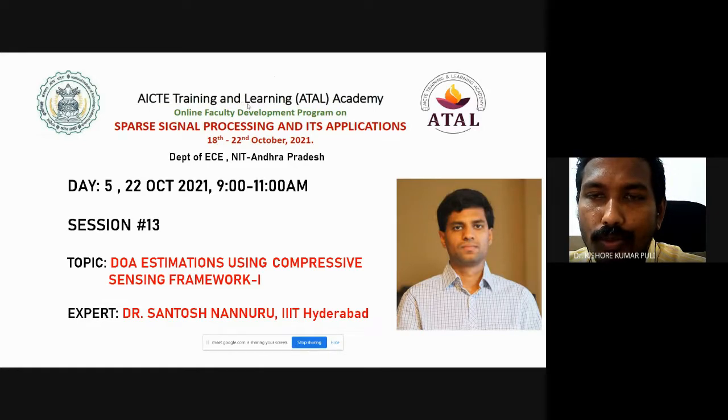We welcome you to the last day of this ATAL Faculty Development Program on Sparse Signal Processing and its applications. Today is day 5 and we are going to have sessions 13 and 14. Both are being taken by our expert speaker Dr. Santosh Nannuru from IIIT Hyderabad. The topic of today's session is direction of arrival estimation using compressive sensing framework.